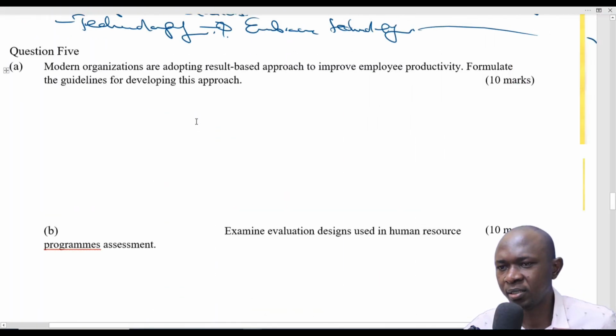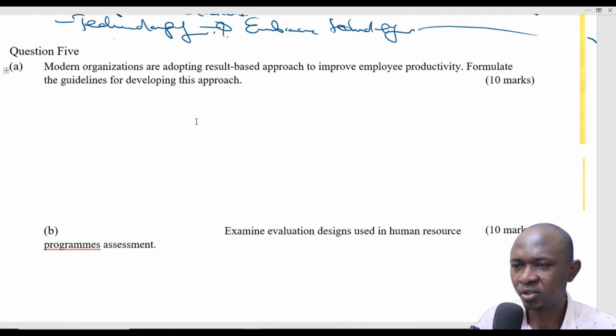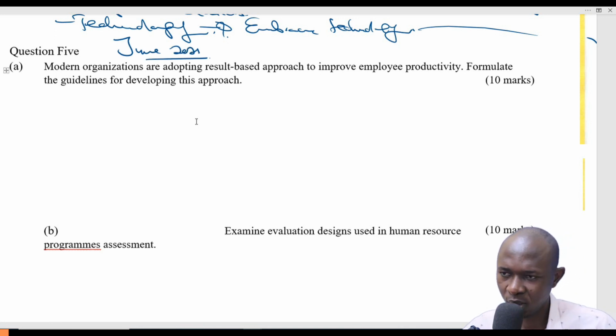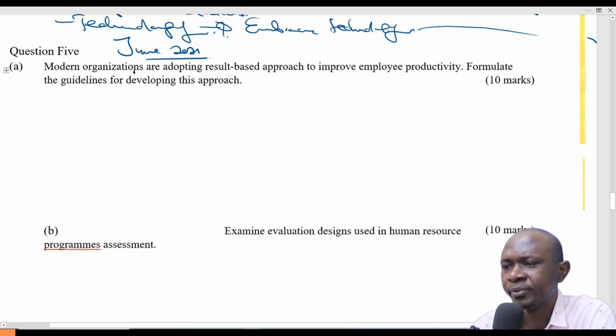So welcome again. This is question 5 of the June 2021 paper. Modern organizations are adopting result-based approach to improve employee productivity. Formulate the guidelines for developing this approach.